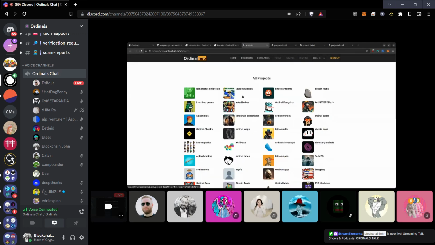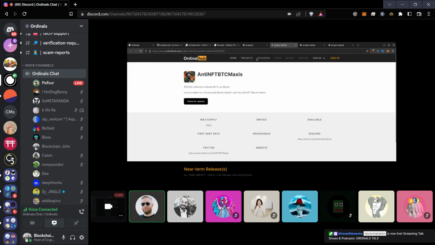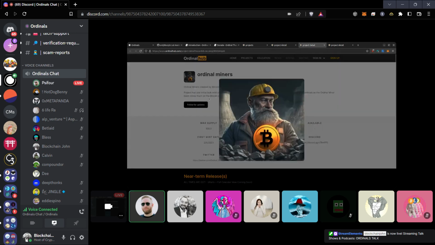I like the anti-NFT BTC maxis project art. Yeah, that looks cool. They're done in playing card format with a serial number included on them, so those are super neat. The Ordinal Miners is pretty cool. It's grizzled old dudes who mine with a Bitcoin logo over it.